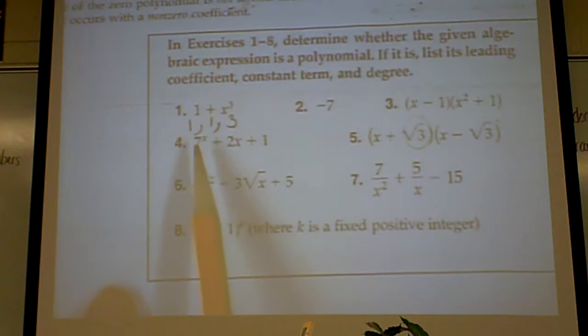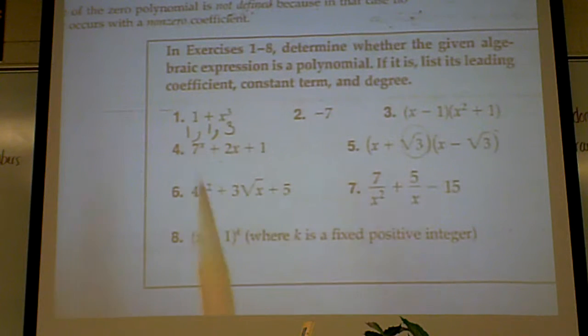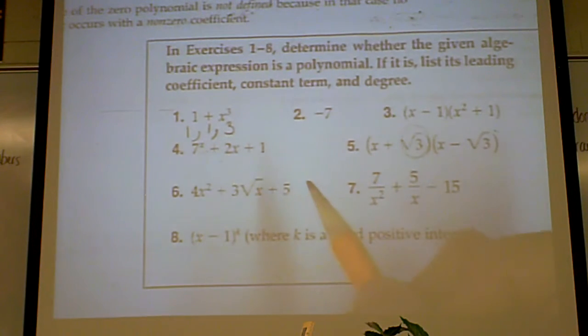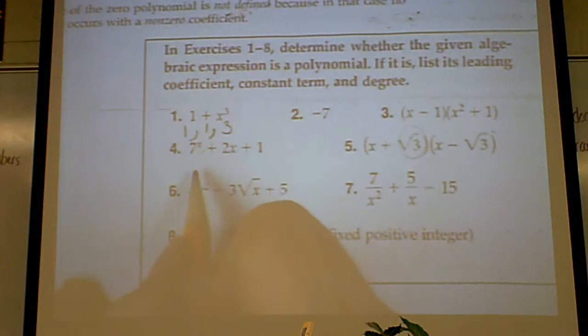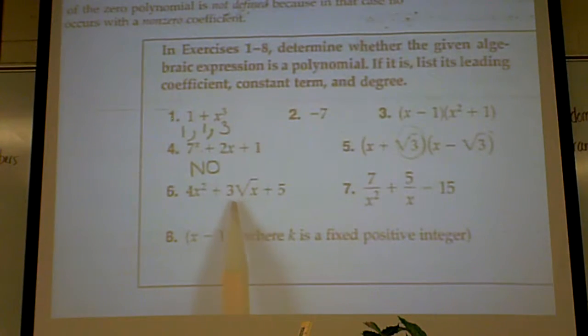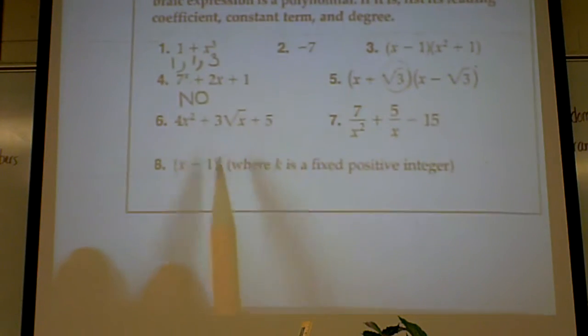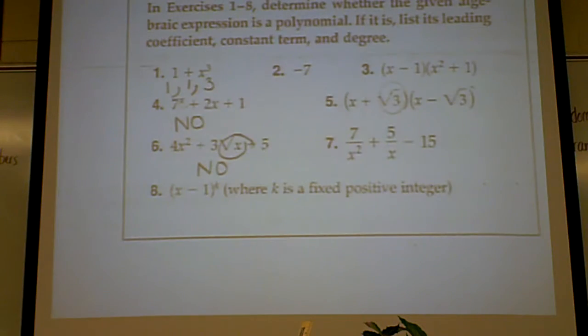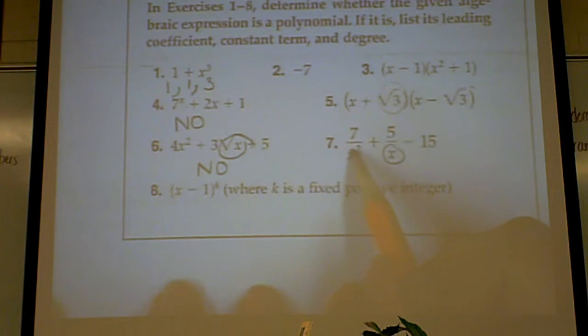Number 4. This says 7 to the x power plus 2x plus 1. So our exponents have to be whole numbers. Is x a whole number? No. So this is not a polynomial. Number 6 is not either, because of this. Do you guys get how to do those? Right, 7 wouldn't be either because of the denominator.